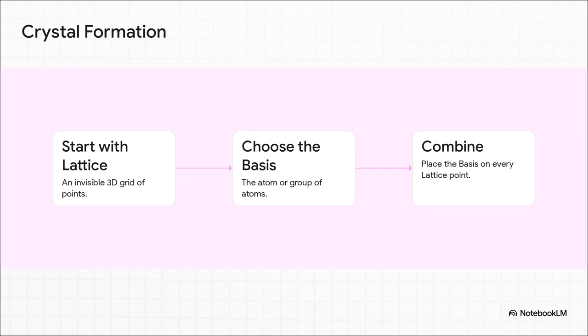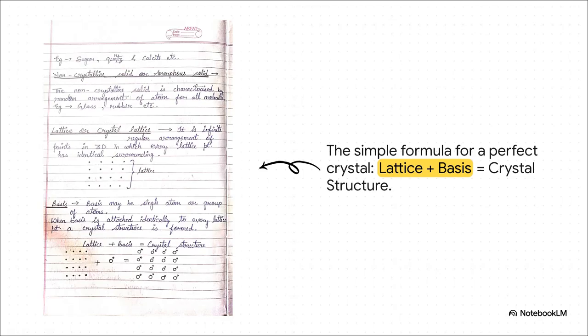Step two, you choose your building block. This can be one atom or maybe a little group of them. We call that the basis. And finally, step three, you just stick that basis onto every single point of the lattice, and boom, you've got yourself a perfect crystal structure. And this simple formula right here is the absolute key to everything. Lattice plus basis equals crystal structure. That's it. You take the abstract grid, you add the actual atoms, the basis, and what you get is the final ordered solid we can see and touch.